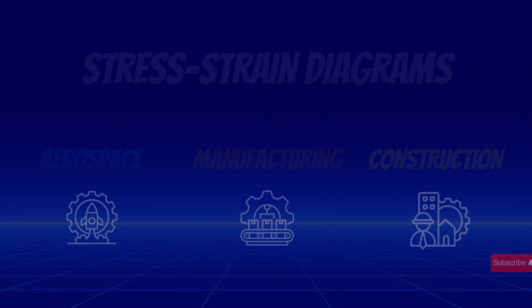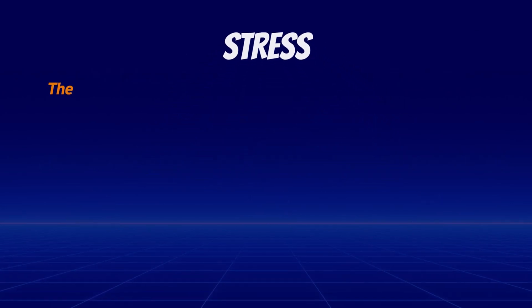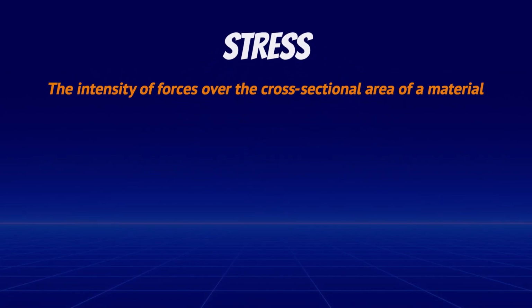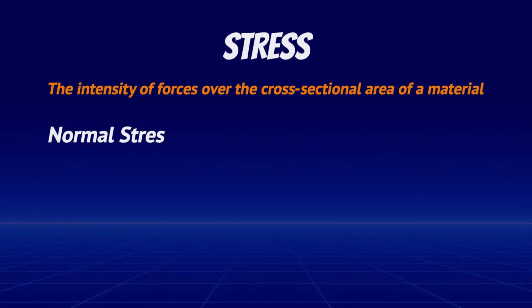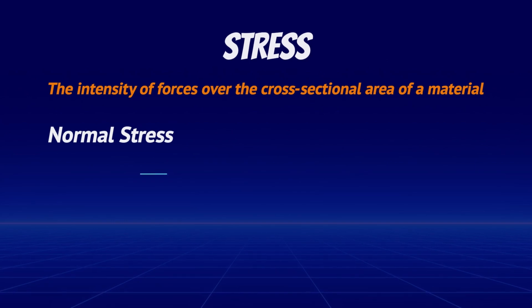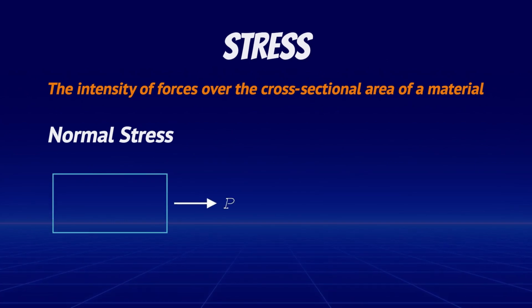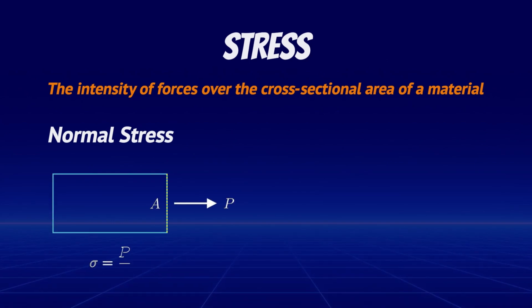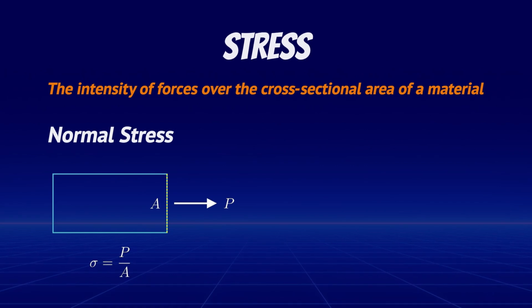Before we dive deeply into stress-strain diagrams, let's quickly define what stress and strain are so we are on the same page. Stress can be defined as the intensity of force over the cross-sectional area of a material. There are different types of stress. For example, normal stress. Normal stress occurs when a material experiences axial loads where force is applied perpendicular to the cross-sectional area. It is denoted by the Greek letter sigma.